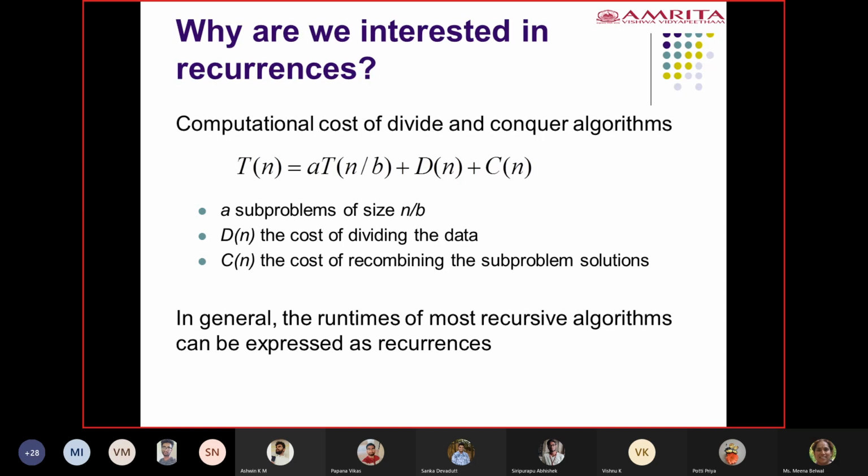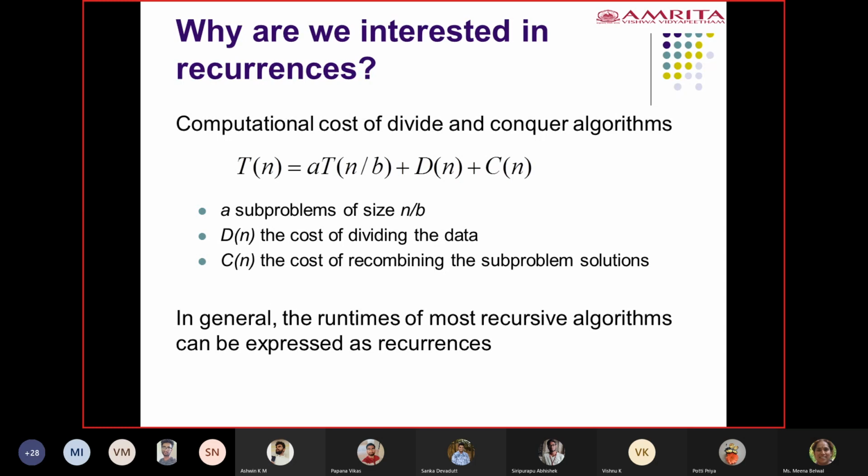So why are we interested in recurrences? Because we want to find the computational cost of divide and conquer algorithms. We have already seen that divide and conquer algorithms have 3 factors. One is D(n) for dividing, C(n) for combining, and aT(n/b) is for solving the divided problem. So a sub-problem is of size n by 2. D(n) is the cost of dividing the data and C(n) is the cost of recombining the sub-problem solutions.